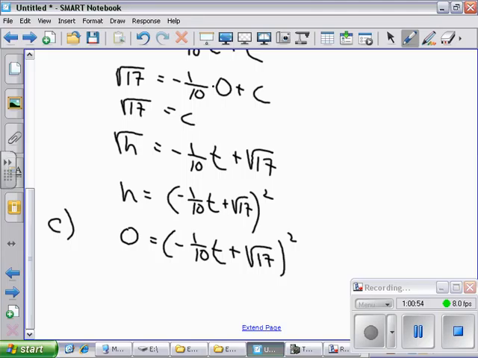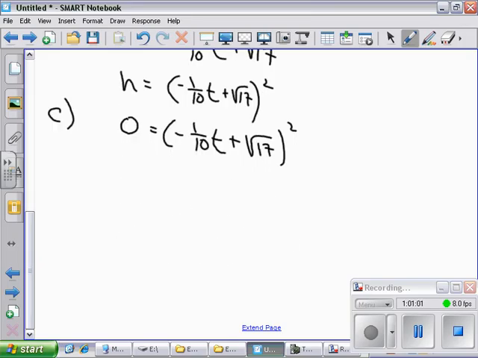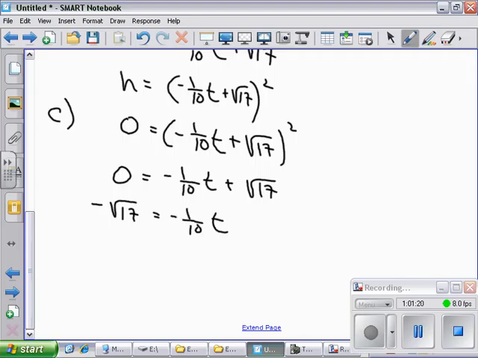Now this is a no calculator question. You can square root 0, square root of 0 is 0. That would be the first thing to do, get rid of that squared, because it'd be plus or minus the square root of 0, but it's still 0, right? 0 equals negative 1/10 t plus the square root of 17. You subtract the square root of 17, equals negative 1/10 t. And then you want to get t by itself. You could divide by negative 1/10 or multiply by negative 10.